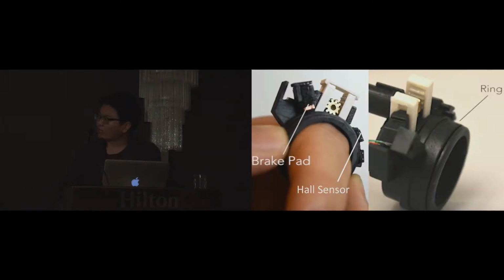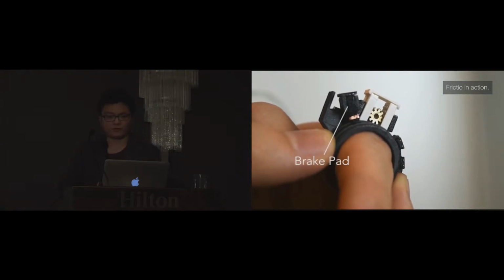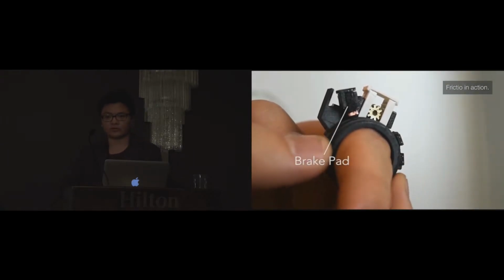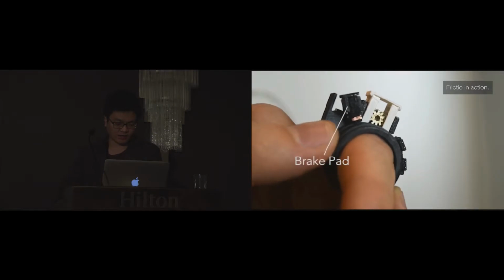The Frictio prototype was 3D printed. As you can see on the finger, there is a brake pad that provides the friction force to the outer race, and the Hall sensor to detect the rotational direction and displacement. Here's a video showing Frictio in action. The brake pad moves in response to the user's rotational input, and the user feels the friction force feedback as a result.